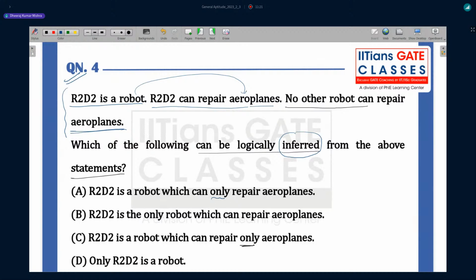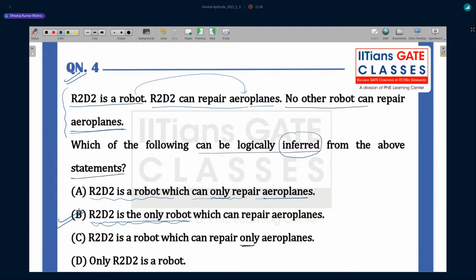So see, this word is shifting here and there, right? Which can only repair the aeroplanes. R2D2 is the only robot. You read here. So no other robot can do this work. And here what they are saying: R2D2 is the robot which can only repair aeroplane. R2D2 is only the robot. This is the right choice, which can repair the aeroplanes. No other robot can do the same work, right? So choice B is going to be the correct answer.